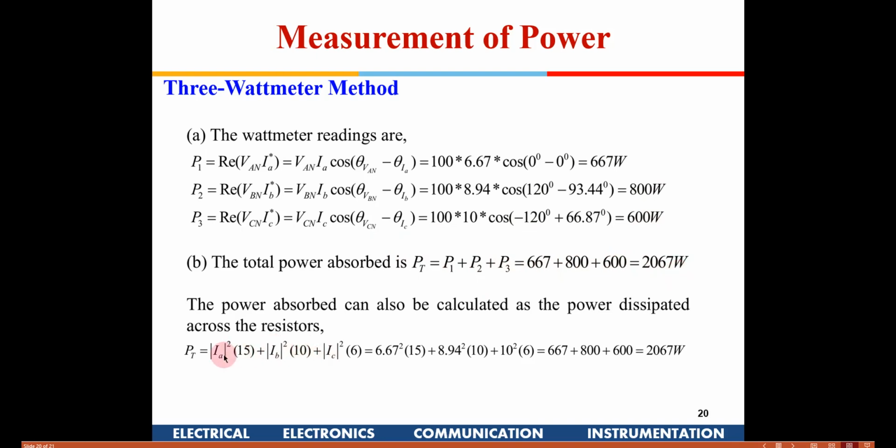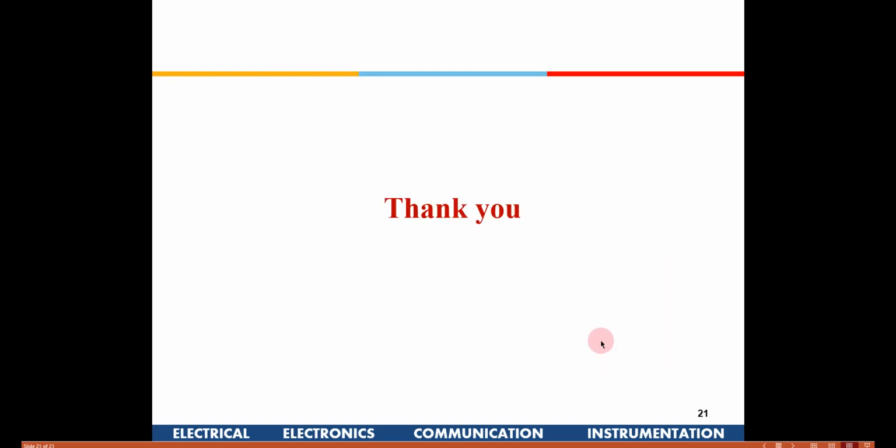You can also do this using I square R, and you will get the same value. Taking the magnitude of I, squared, times R for each, you can then add them up. So you can do this or this. Okay, this is known as the 3-wattmeter method.